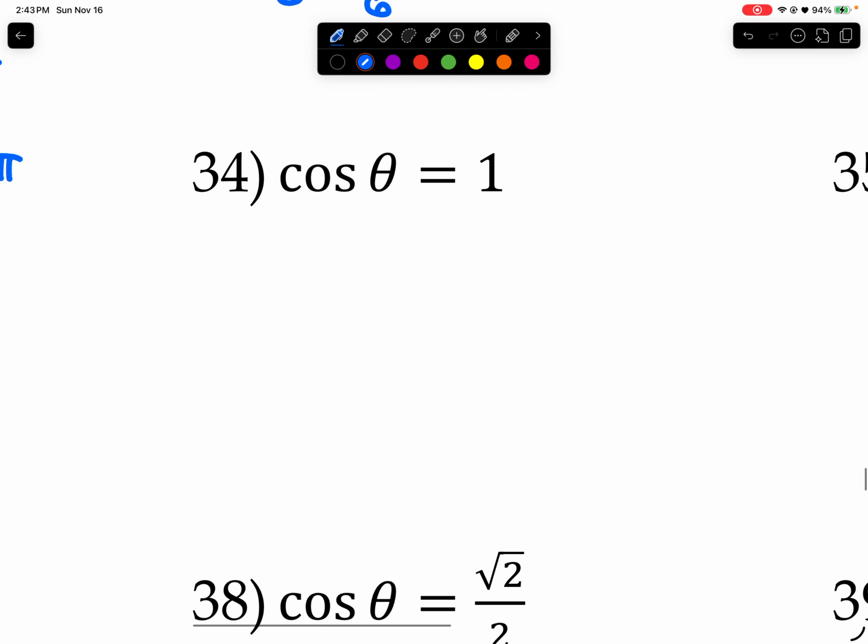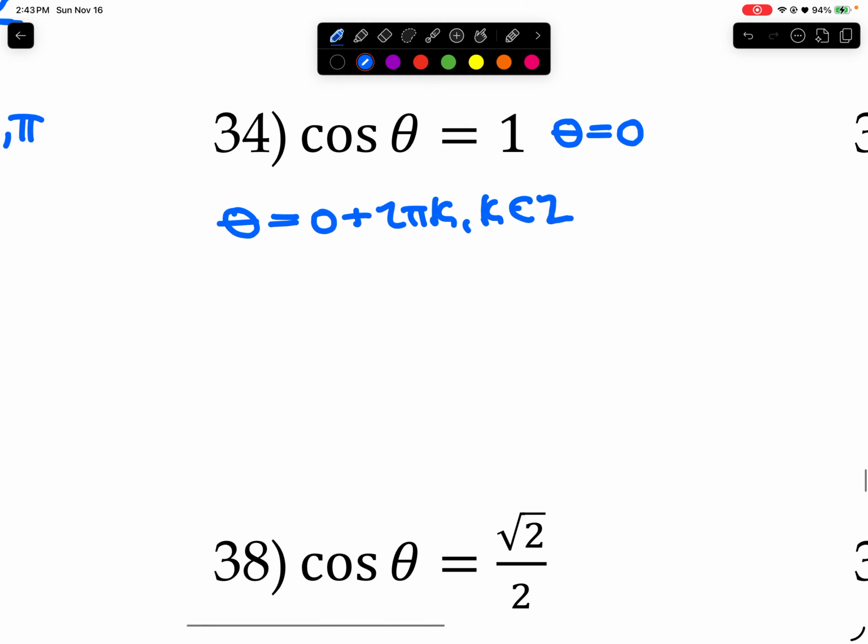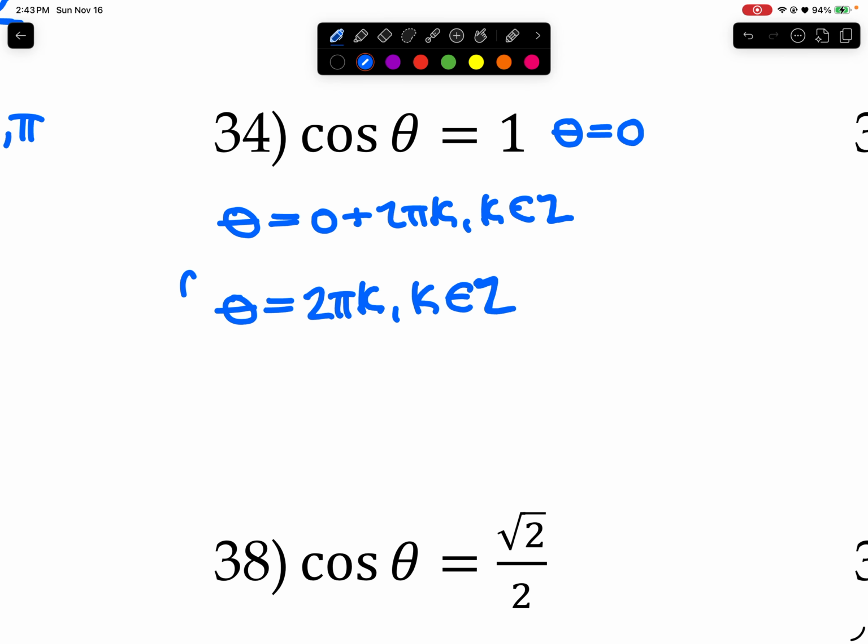Okay, and then cosine theta equals 1. So this will only happen at 0. It's not going to happen at pi. So what that tells me is I only have one equation, so it's going to be plus 2 pi k, because there's no other value that's going to have it. So I want 0 plus 2 pi k, where k is an element of the integers. So I can just rewrite this as theta equals 2 pi k, where k is an element of the integers. So this is the equation I want.